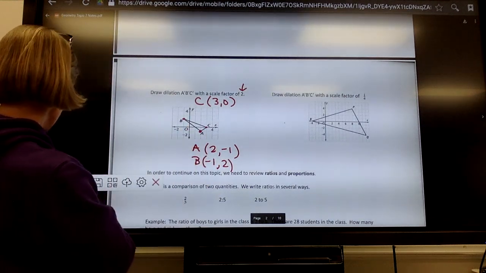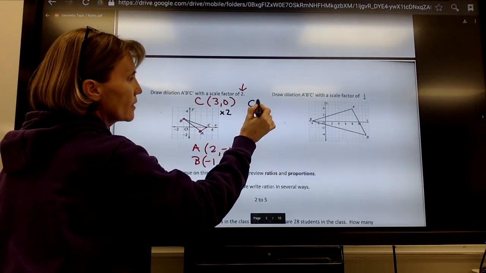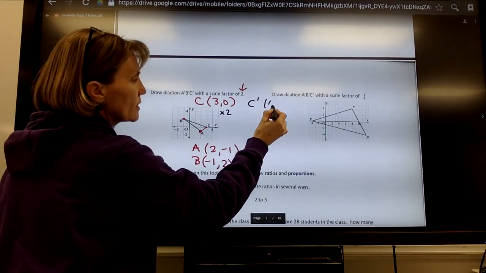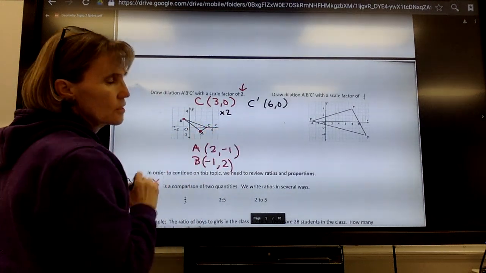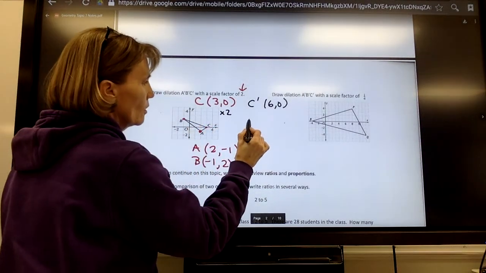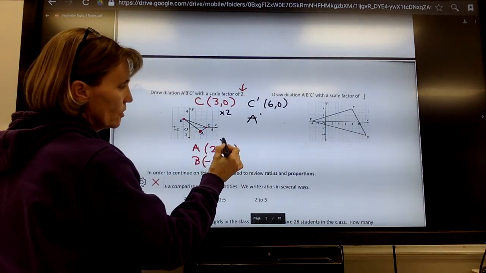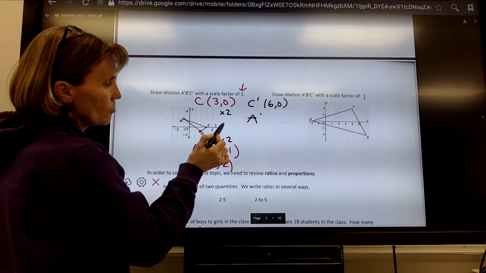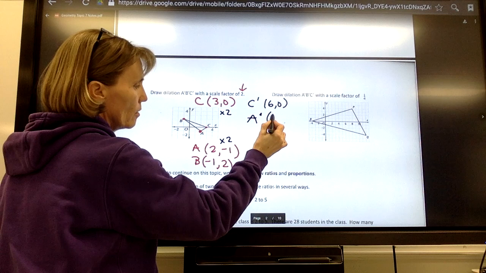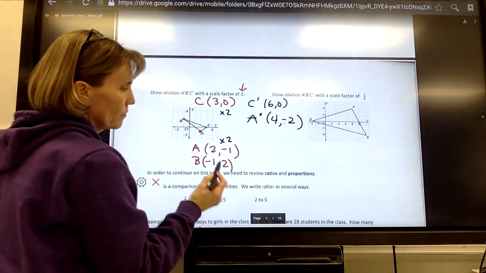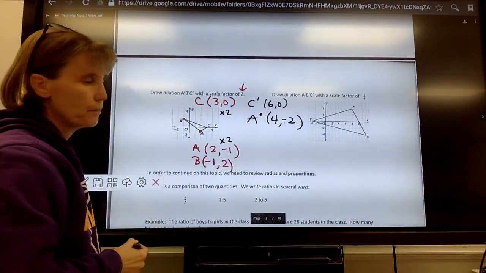All right, so if I take everything times 2, I'm going to take these two coordinates here times 2. That C dilation is going to be at 6, 0. 3 times 2 is 6. 0 times 2 is still 0. If I take these coordinates times 2, again, that scale factor is 2, so I'm going to multiply the coordinates by 2. That means A is going to become 4, negative 2. 2 times 2 is 4. 2 times negative 1 is negative 2.